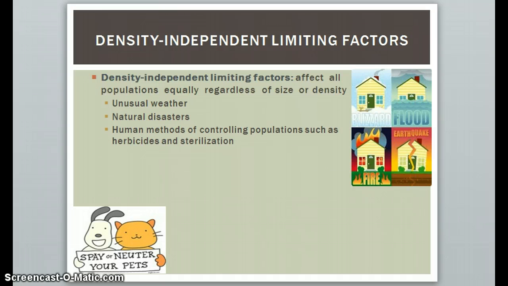Sometimes limiting factors affect a population regardless of their size. These are density-independent limiting factors. Regardless of how large or small a population is, if weather is unusual, individuals might die or might not reproduce as quickly as they used to.